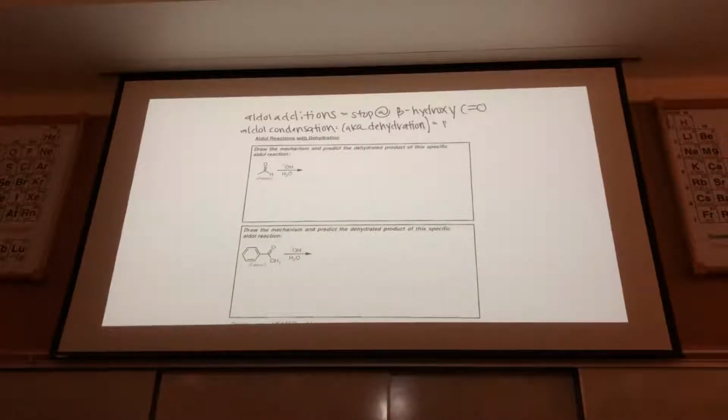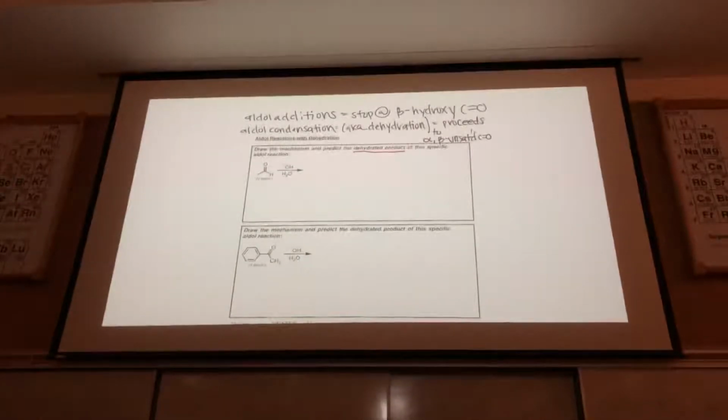So the reaction's not done, it proceeds to an alpha, beta unsaturated carbonyl. So it could be a ketone, aldehyde, that sort of thing. In other words, look at the language of this question. We're going to draw the mechanism, just because we're revisiting that, and predict the dehydrated product. That means we're not stopping at the beta hydroxycarbonyl. We're going to predict what happens if we keep going.